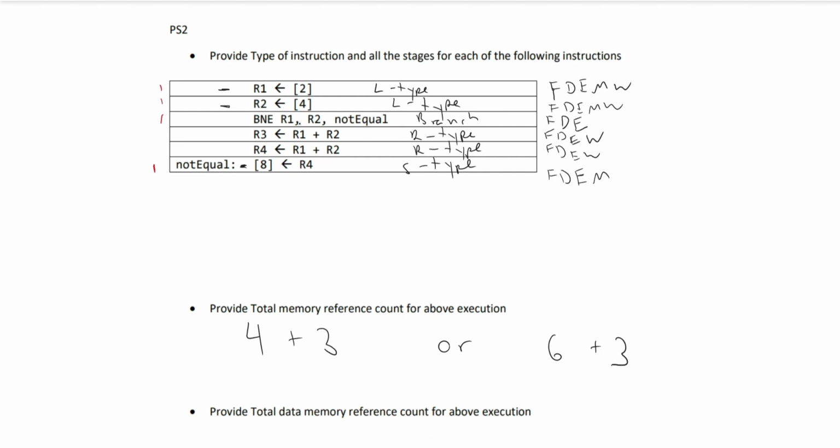It could be either, but we don't actually know what's in R1 and R2, so we can't say definitively. If he had a situation where he said assume every address is valid, then we could give a definitive answer, but this is what we would put down if he asked it like this without specifying. And the data memory reference count is just how many times you go to main memory for data, not instructions plus data. So that's just three, because the first and second lines are loads, and the last line is a store.